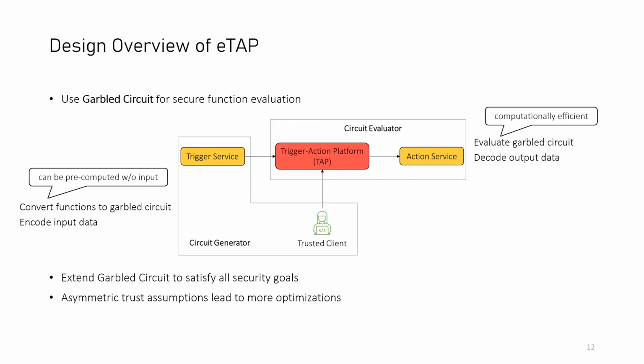ETAP extends upon this model to tailor GoBot Circuit to satisfy all the security goals we mentioned earlier, and we found that this asymmetry in trust assumptions actually leads to more optimization.